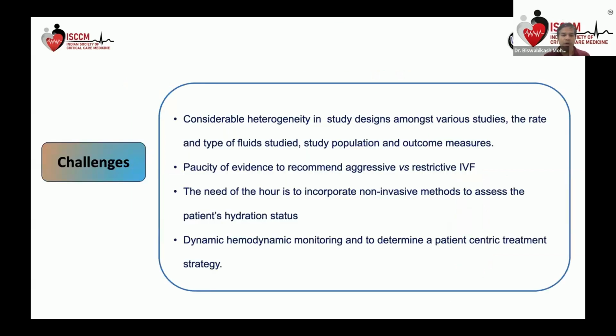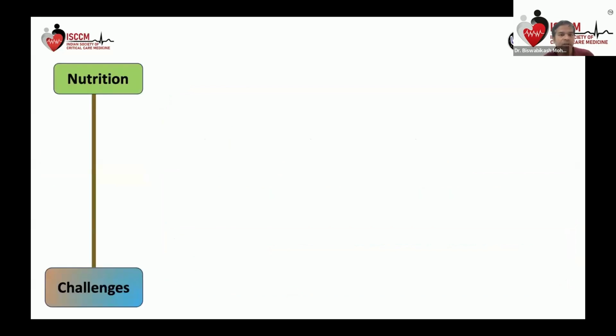So the challenge is to combine. There is considerable heterogeneity in the study design among various studies: the rate and type of fluid, study population, and outcome variables. There is positive evidence to recommend aggressive versus restrictive fluid, though the recent one is going for the restrictive one. The need of the hour is to incorporate a non-invasive method to assess the patient's hydration status. Dynamic hemodynamic monitoring, to determine a patient-centric treatment strategy, should be there to assess and resuscitate volume status in acute pancreatitis. Now, coming to another important aspect, the nutrition.